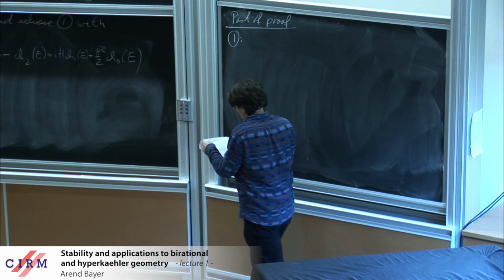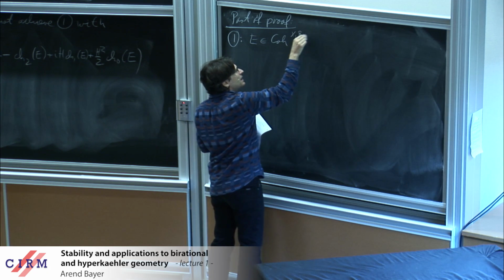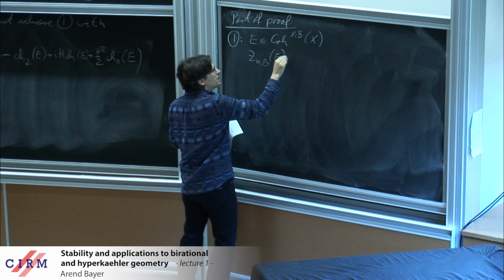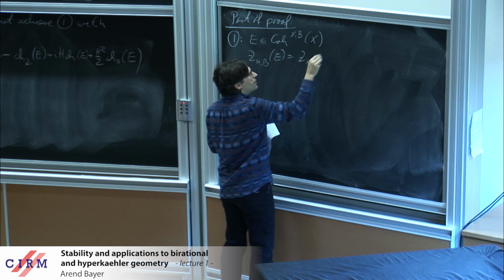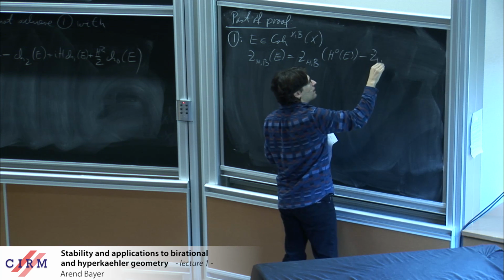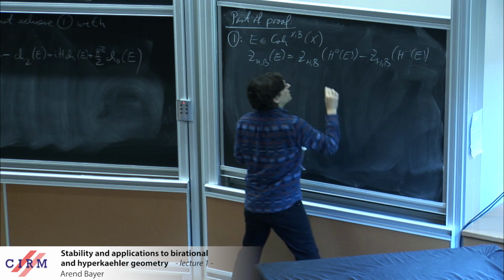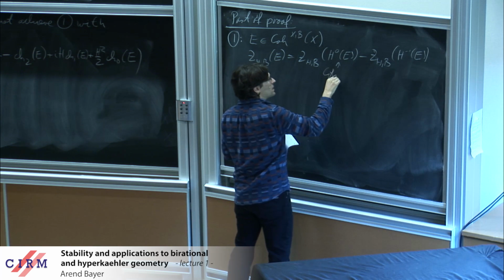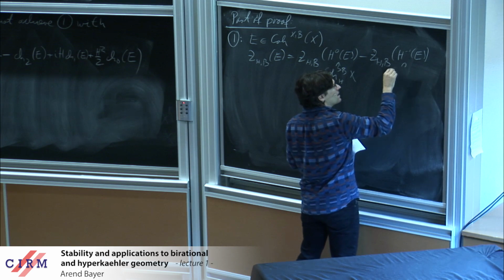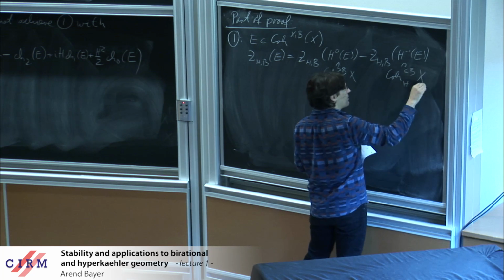So this is positivity. So if we have E in Coh^B(X), then of course ch^B(E) is ch^B of H^0(E) minus ch^B of H^{-1}(E). Right, so this is in Coh^{>B}, and this is in Coh^{≤B}(X).